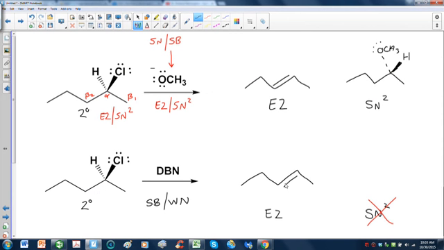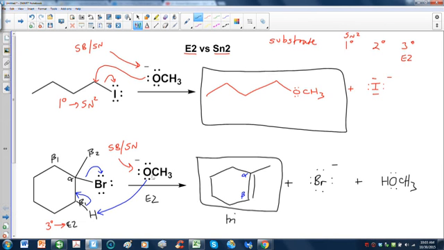And then for a secondary alkyl halide, when you have a strong base and weak nucleophile, you're going to see predominantly elimination. Bear in mind, if we had this strong base and weak nucleophile here, we again would see predominantly E2. Okay, so that is how to predict between SN2 and E2. Hopefully that is a little less cloudy.